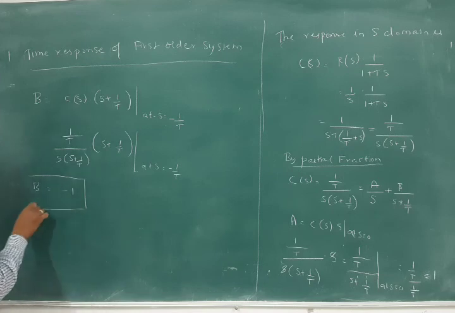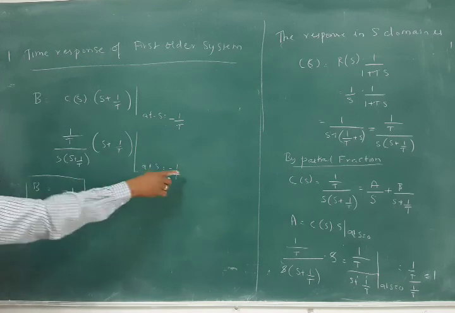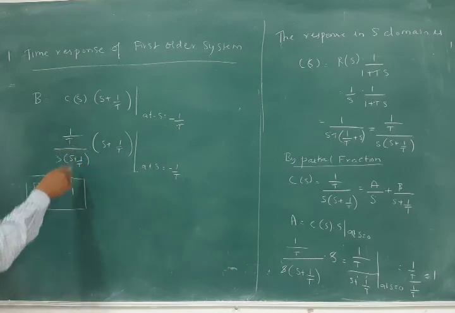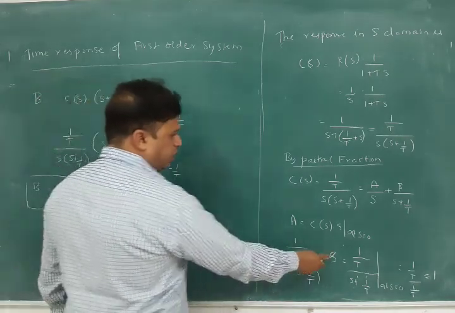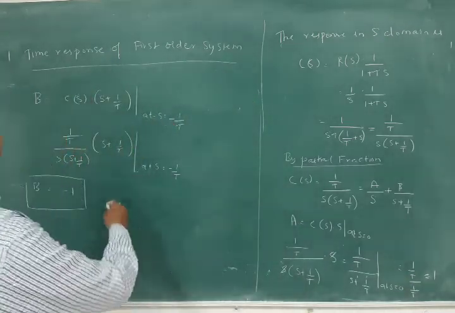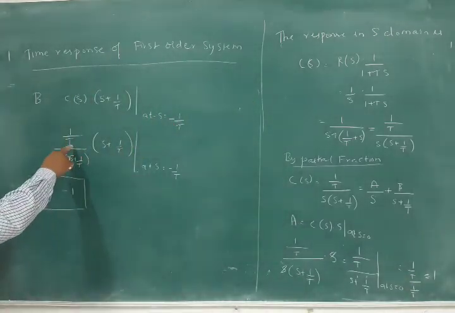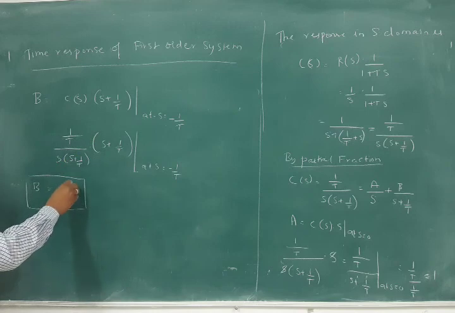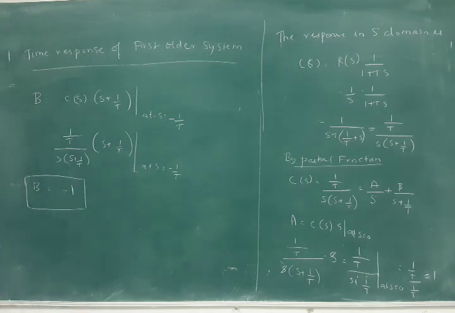After substituting s equal to minus 1 by t in this particular equation, like we did for the case of a, what we got was 1 by t by 1 by t equal to 1. The similar case we get here: 1 by t by 1 by t gets cancelled and minus 1 remains. So b is equal to minus 1. Now we have got a and b, and we can write the transfer function, the equation for it.